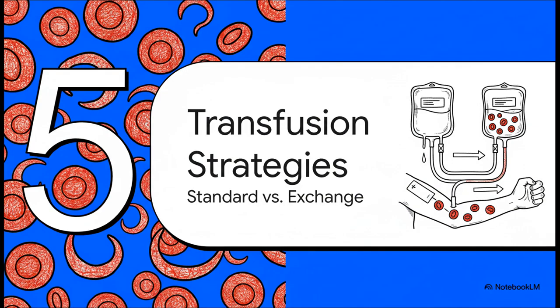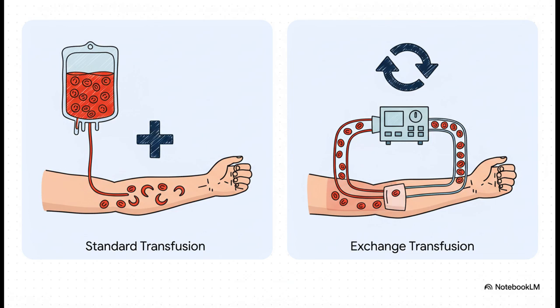All right, let's talk about transfusion. It's a cornerstone of management for sure, but it is not a one-size-fits-all solution. We have to be really clear about the difference between a standard top-up transfusion and an exchange transfusion, because they have totally different, even opposite goals. This slide just lays it out perfectly. On the left, you've got your standard transfusion. It's just additive. You use it for severe anemia or before surgery, and the goal is simply to increase the blood's oxygen-carrying capacity. The key thing here is you are not trying to quickly lower the percentage of that sickled hemoglobin, the HbS.